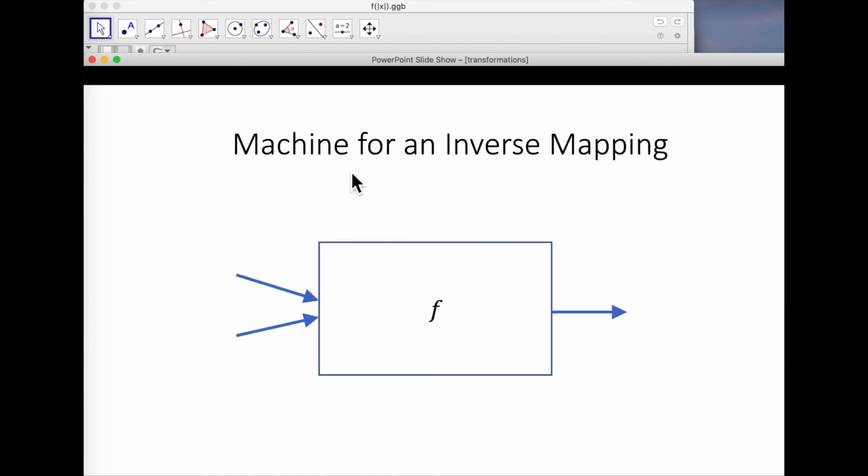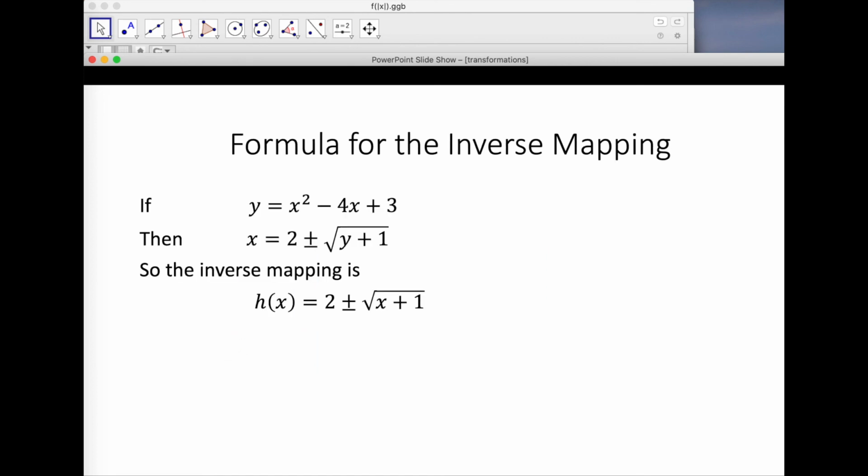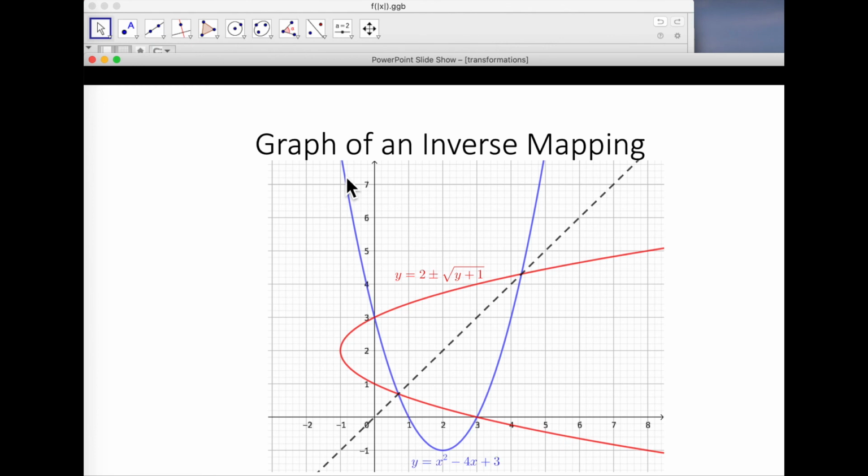Let's look at that in the three ways. So for a function machine, if we have two inputs producing the same output, well, they're both outputs of the inverse mapping machine. For formulae, well, here's a simple quadratic formula. We can make x the subject of the equation, and this gives us an inverse mapping with options in it. The graph's rather pretty. So here's the graph of that same simple quadratic function.